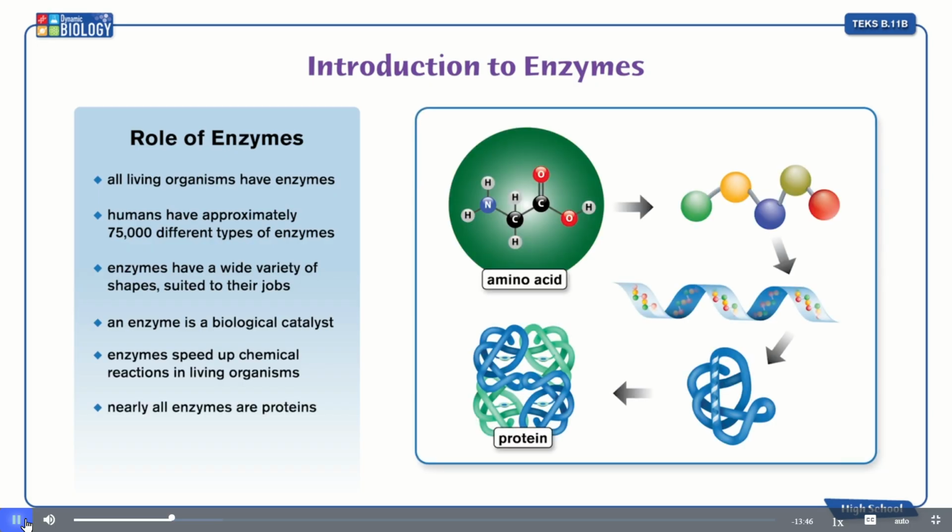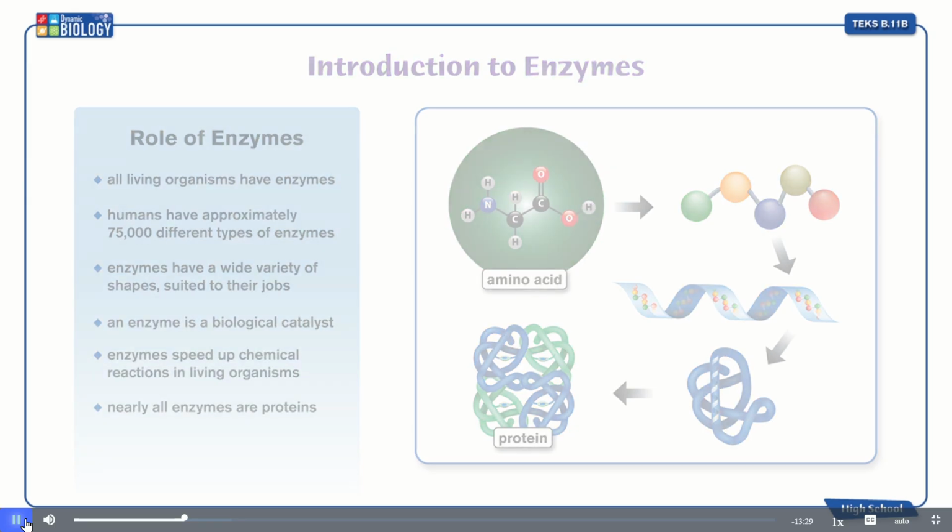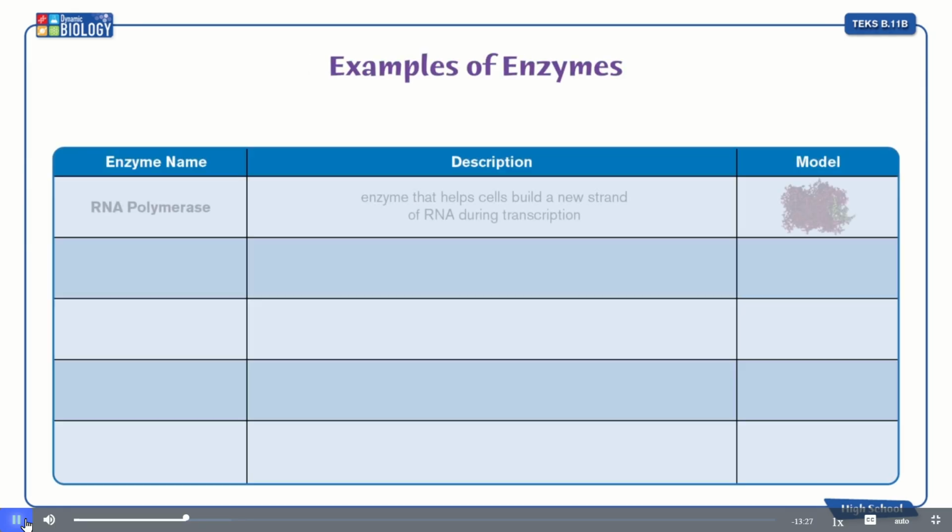Nearly all enzymes are proteins. Proteins, which are made up of chains of amino acids, are able to fold into the vast array of shapes that make enzymes unique. Let's look at a few examples of enzymes and what they do. RNA polymerase is the enzyme that helps cells build a new strand of RNA during transcription, an important step in the process of making proteins.